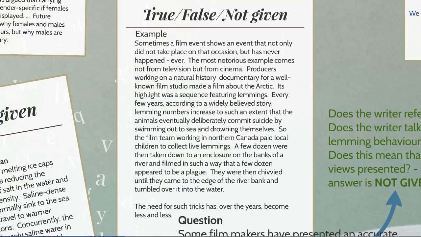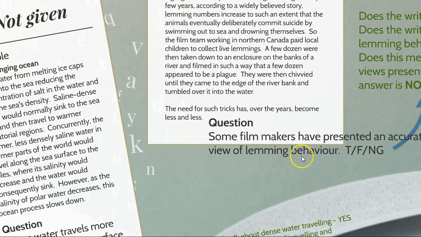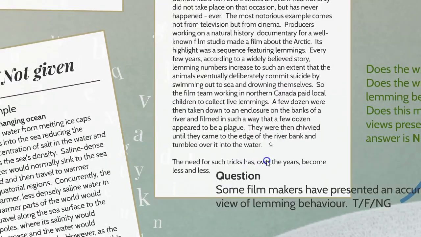Here is the next one. The question is at the bottom. Some filmmakers have presented an accurate view of lemming behaviour. Don't worry about the meaning of lemming. You will see in the text that it must be an animal. What about the meaning of the word accurate? Accurate means real, a true presentation of reality. Here is the text.